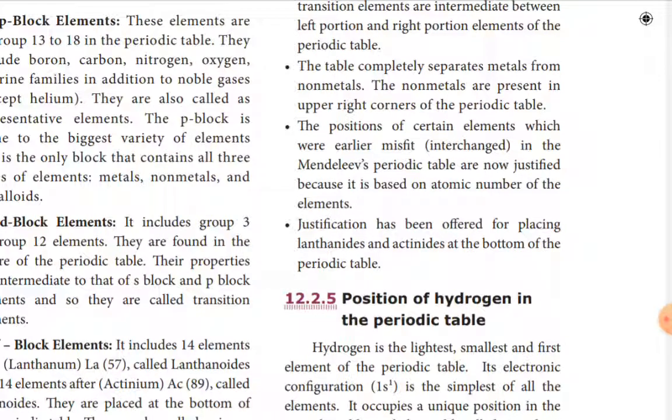Now justification has been offered for placing the lanthanides and actinides. Lanthanides and actinides are kept at the bottom of the periodic table: lanthanum to lutetium and actinium to lawrencium, 14 elements in each category, at the bottom because of their similarity. So these are the important advantages of the modern periodic table.